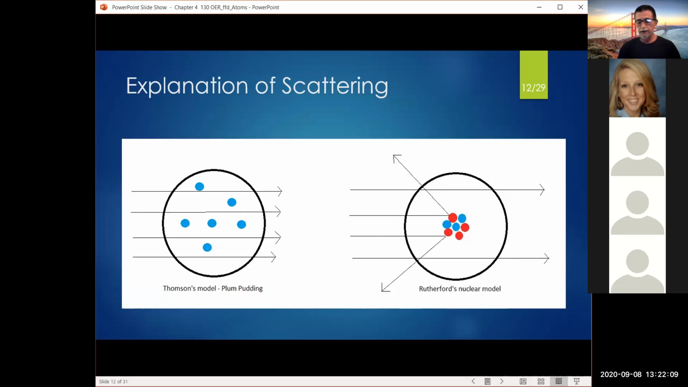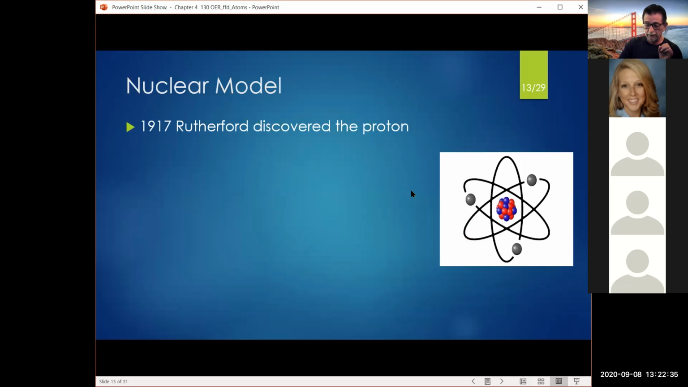And so to explain that scattering, based on Thomson's model, they expected all the particles to go through. But Rutherford's work showed we got scattering going on. So there must be something in the atom that is so massive that it is causing the alpha particles, which are much smaller, to ricochet off. Okay. So in 1917, based on his work, Rutherford is credited with discovering the proton, the nucleus.